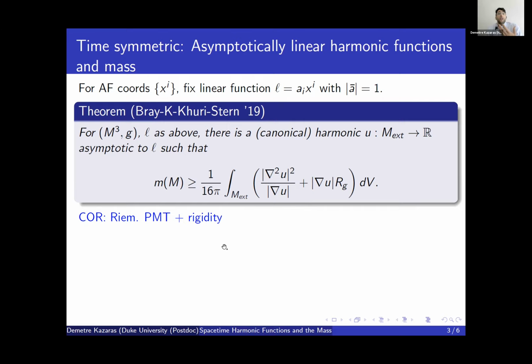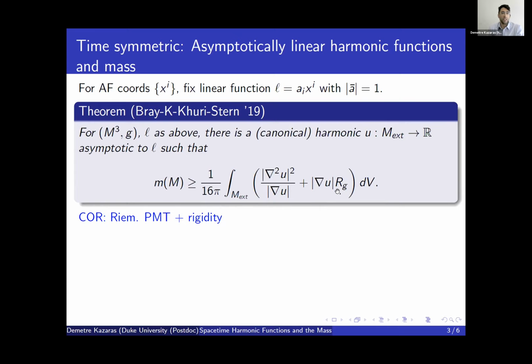Okay, this is very nice. So if the scalar curvature is non-negative, definitely the mass is non-negative. Moreover, if the mass vanishes, then you see, since the right-hand side is non-negative, each of these two things is greater than or equal to zero, so they both have to vanish.